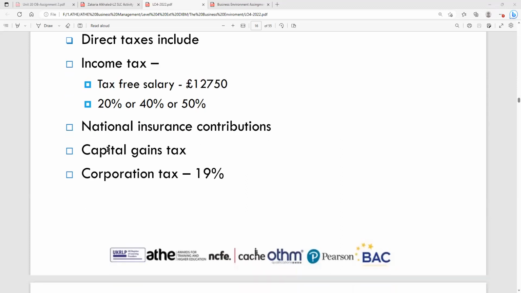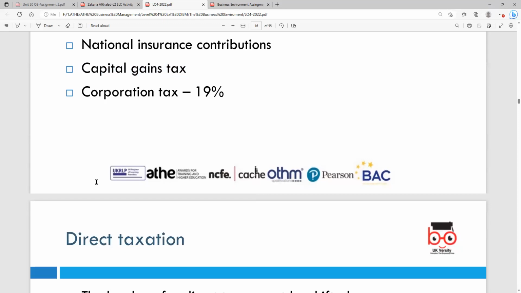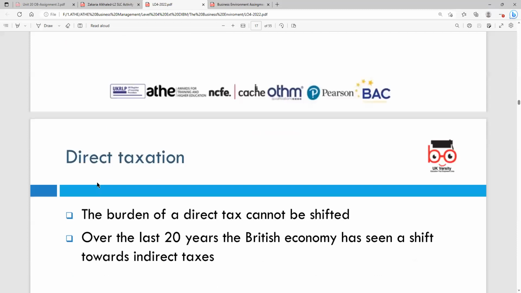Then you have to pay national insurance contribution, i.e. the contribution that goes towards, for example, schooling or hospitalization, or other things. Another form of direct tax is the capital gains tax, which is levied on properties, buying and selling property, or inheriting property and then selling it. That's prone to capital gains tax because it rises in value. Then there's corporation tax, which is paid by organizations on their earnings.